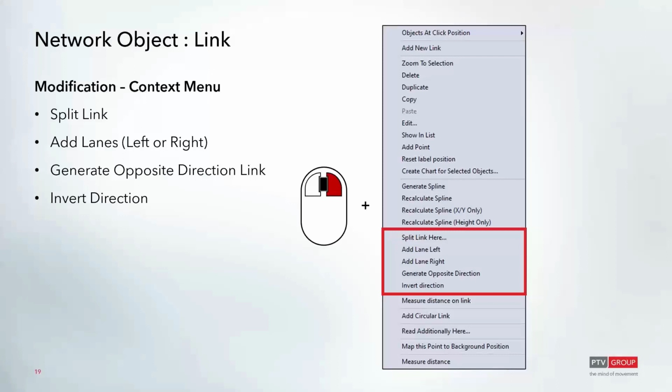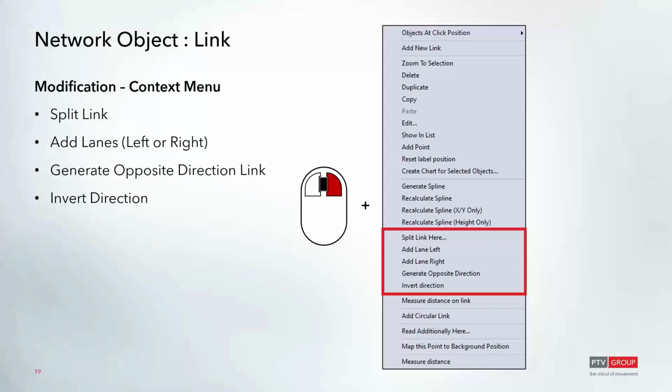So maybe you have a section of roadway where you have a lane addition or a lane drop. Being able to split the link at a particular location is really useful for doing any sort of lane additions or dropping. You can also add the lanes directly within this menu as well. So you can add lanes either to the left side or to the right side.